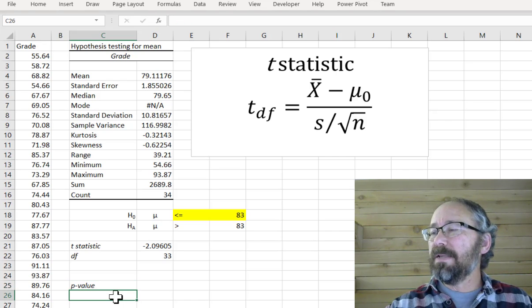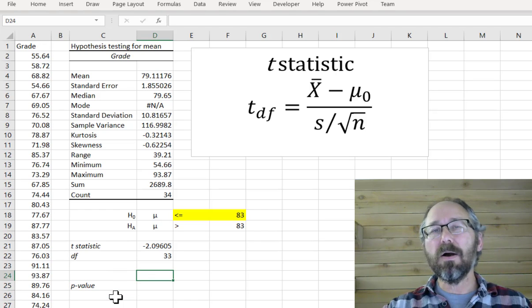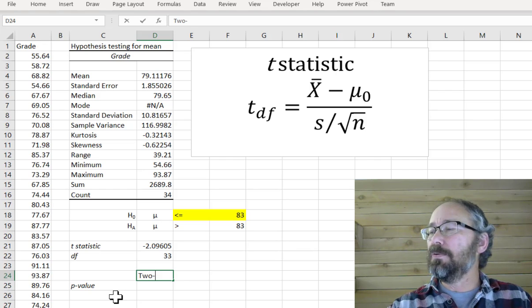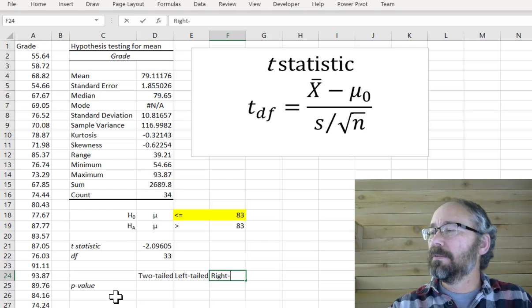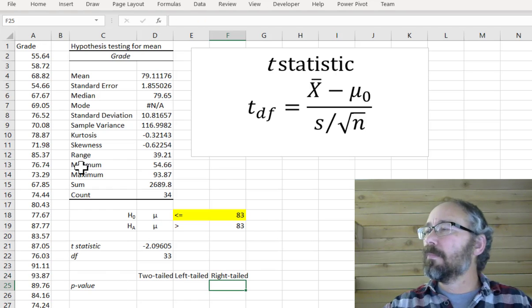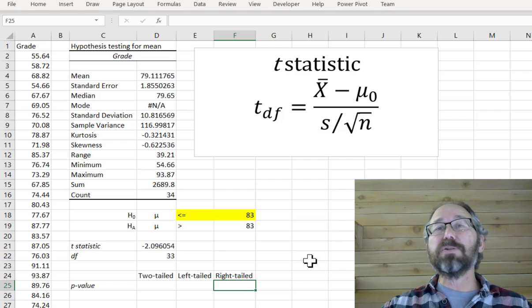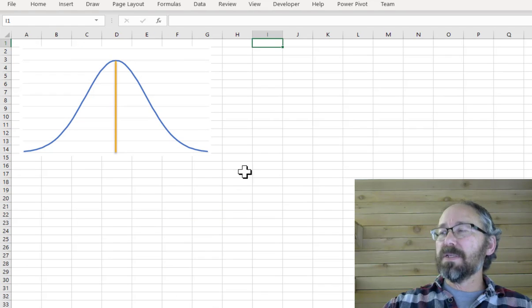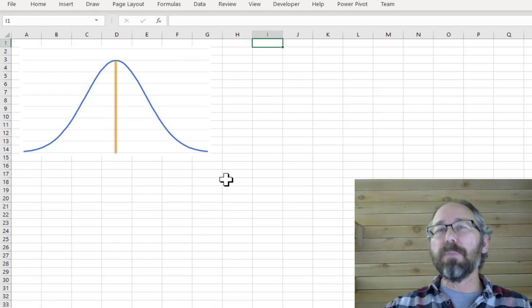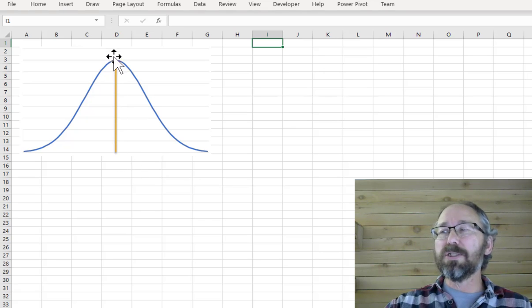Now, there's going to be a different p-value depending on the null hypothesis. And we will either do what's called a two-tailed, a left-tailed, or a right-tailed p-value. Let's talk about what this means: two-tailed, right-tailed, left-tailed. With any given hypotheses, we're talking about the population, and that population has a certain mean as represented by this yellowish line here on this bell-shaped curve.